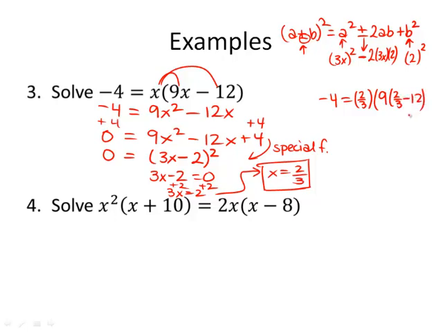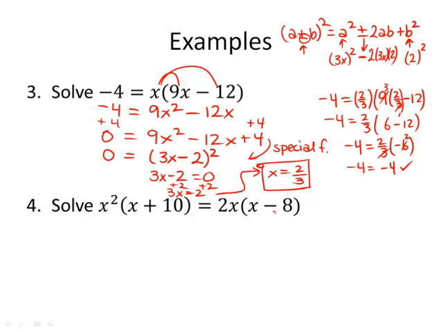And you can check that for yourself. You'll get 2/3 times, and 9 times 2/3 will be 6 minus 12. Negative 4 equals 2/3 negative 6. Cancels. So that should be negative 4 equals negative 4. Great, it checks. It's always good to check your answers because sometimes you will find, especially in certain cases, it might not work. Most of the time it will though.